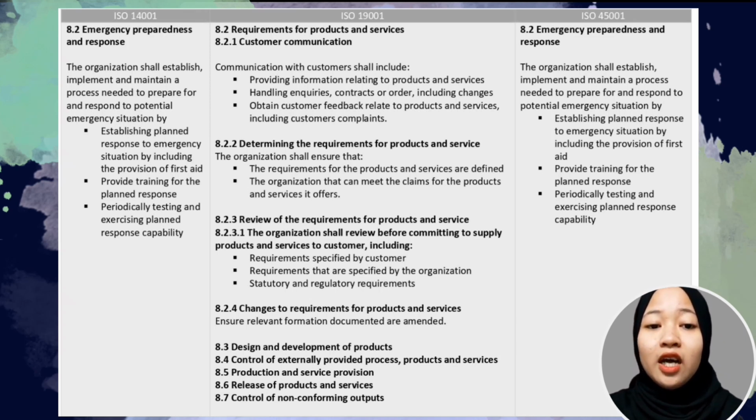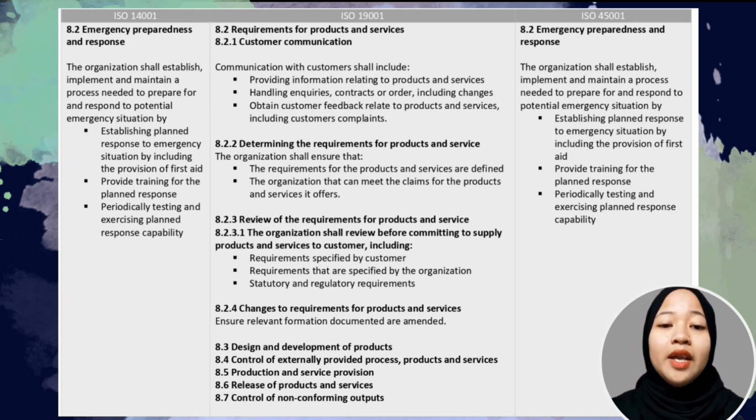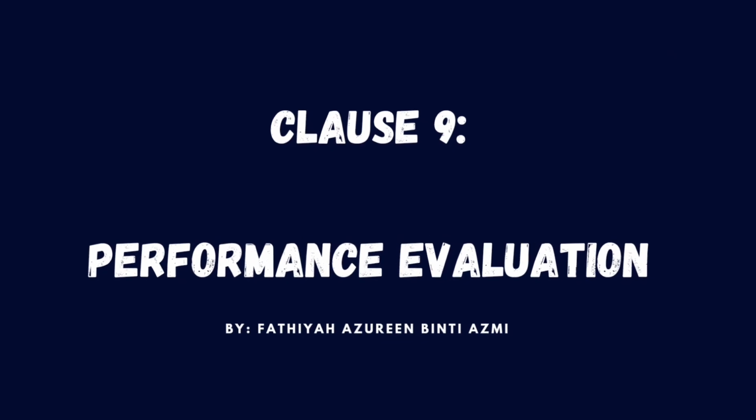For ISO 9001, they also have additional subclauses such as design and development of product, control of externally provided process, product and services, production and service provision, release of product and service, and lastly, control of non-conforming output.